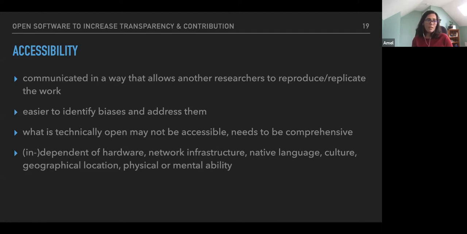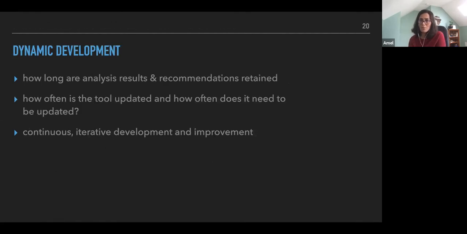And it is also very important to design tools that are independent of hardware or of a specific infrastructure, or that are not dedicated to only native language speakers, etc. So it is really important to make tools as inclusive and as comprehensive as possible, to have tools designed in a way that they answer community needs.